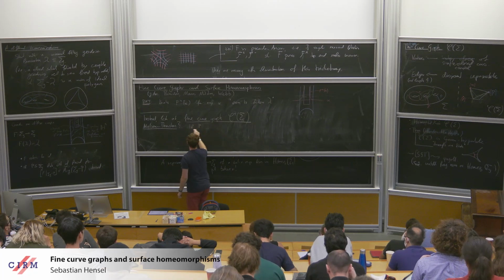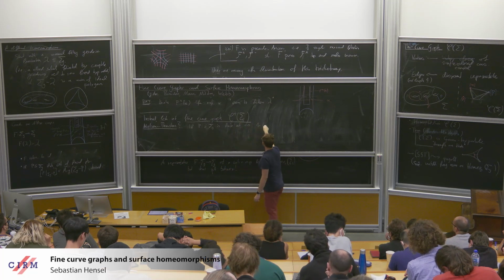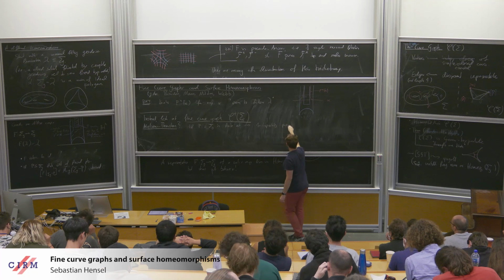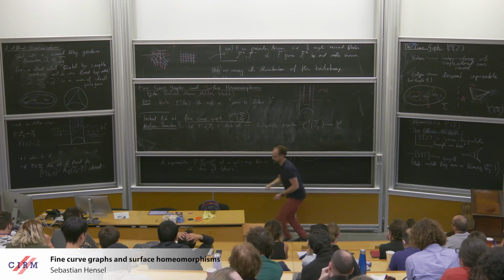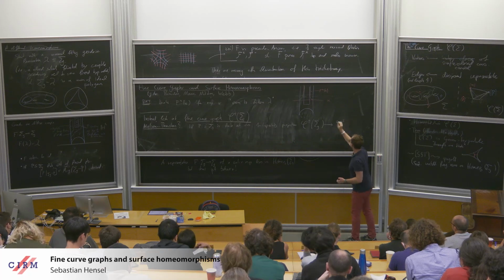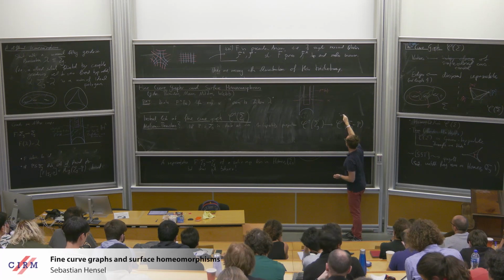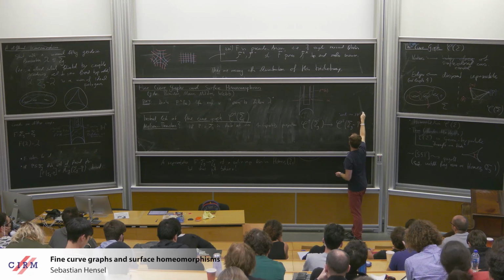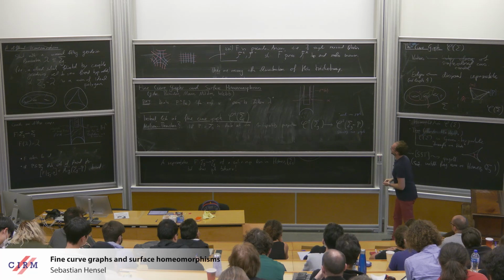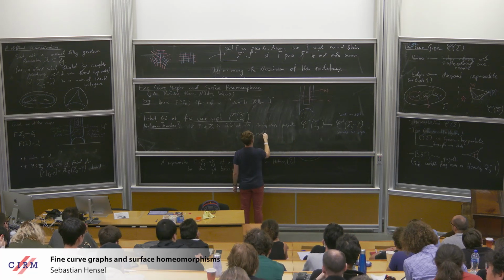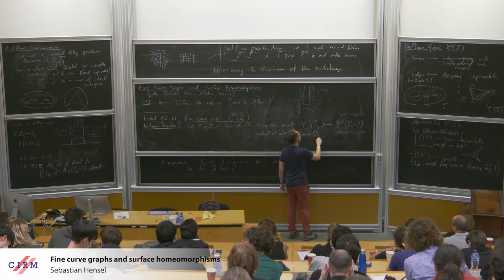If P in your surface is a finite set, then there's a 1-Lipschitz projection from the fine curve graph of your surface to the surviving curve graph of the punctured surface, and ignore this if you hear it for the first time. So think of this as a normal curve graph. Technically, what we're looking at here is the surviving curve graph. So this is a 1-Lipschitz projection which is natural with respect to the action of Homeo(Σ_g minus P).